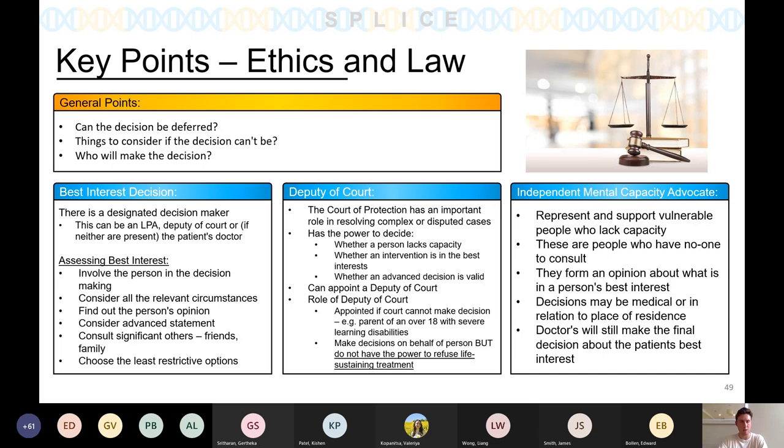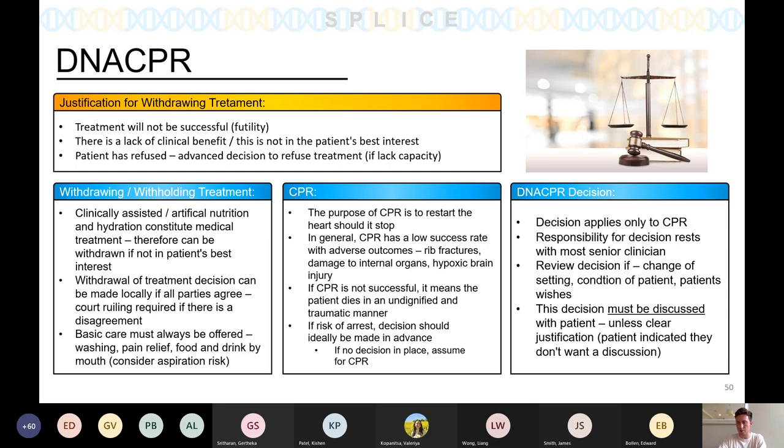This is the last topic I wanted to touch on before we finish. That's DNA CPR, which is another CPP OSCE favourite. You might basically be asked to discuss this with a patient or their relative, so it's good to know just a bit about it.